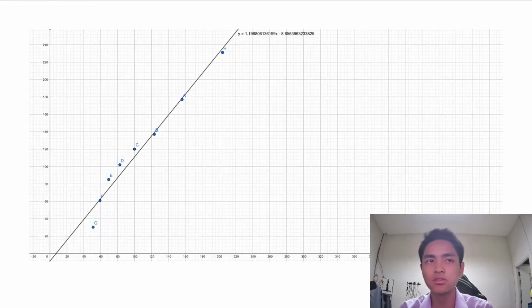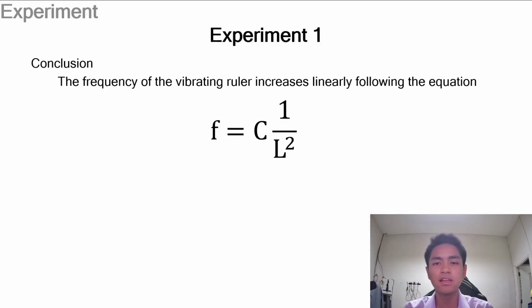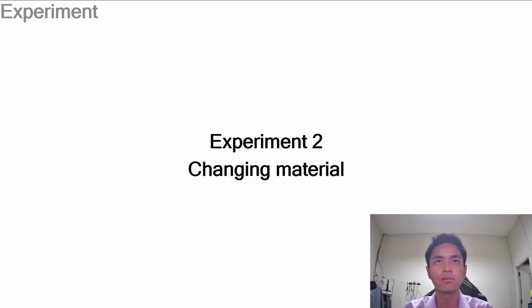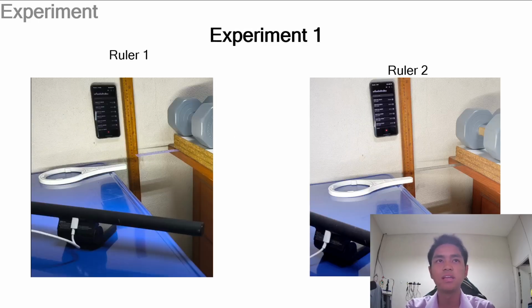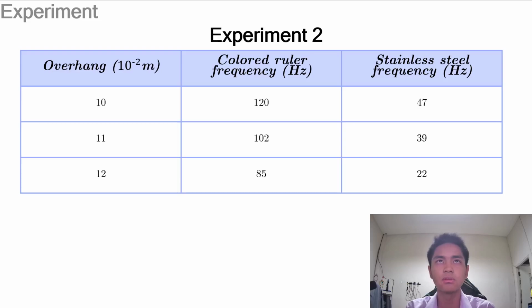And so we plot it onto a graph and we find out that it can be linearly fitted to get an equation like this. Now onto experiment 2, changing material. As you can see, we have two rulers with different materials. Ruler 1 has a material that is more rigid than ruler 2. So we find out the frequency, and we see that the more rigid ruler tends to have a higher frequency.